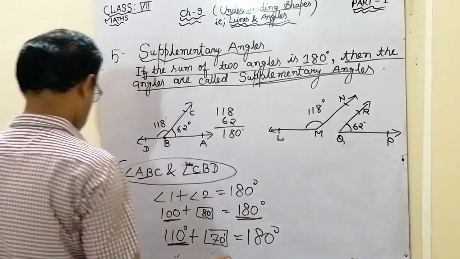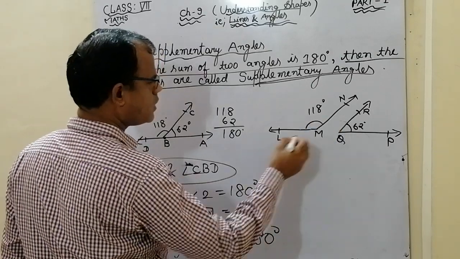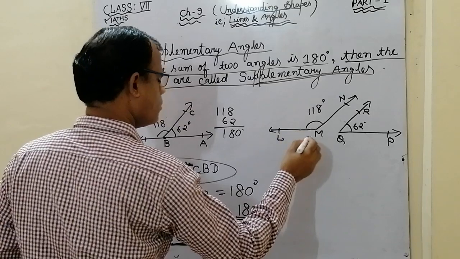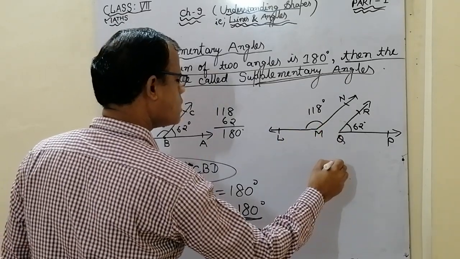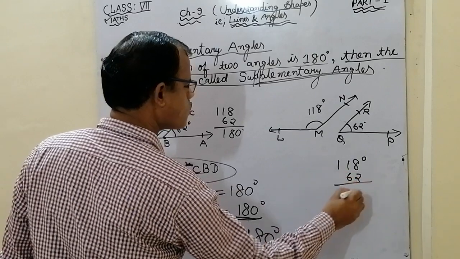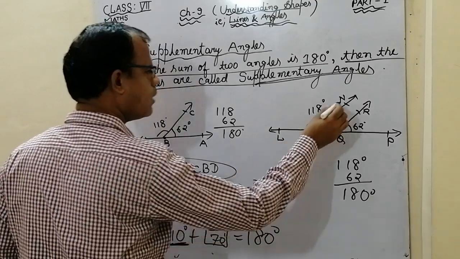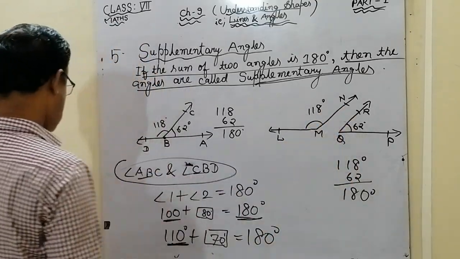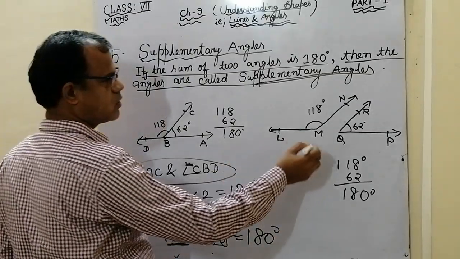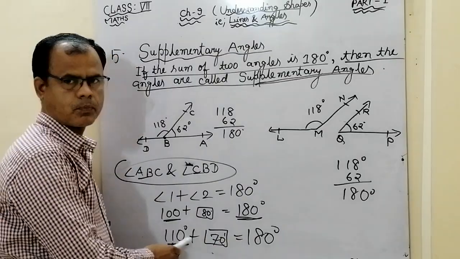So look here, in this figure there are two angles, angle LMN and PQR. The sum of both angles is 118 and 62, it becomes 180 degrees. So we can say that angle LMN and PQR both are supplementary but not adjacent, because here there is no common vertex and no common arm.